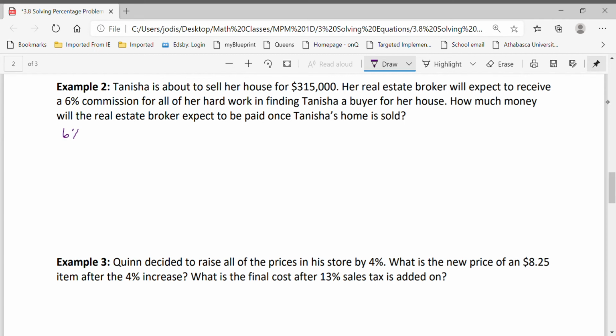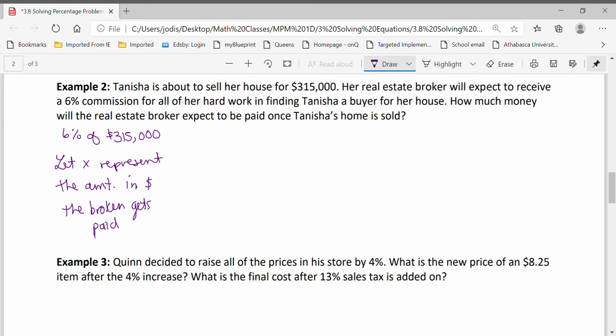So what they're asking us for is 6% of this $315,000. So we could let X represent the amount in dollars the broker gets paid. So we know that Tanisha has to pay this 6%, right? So 6 out of 100, and that equals the amount that we're looking for out of the 315,000.